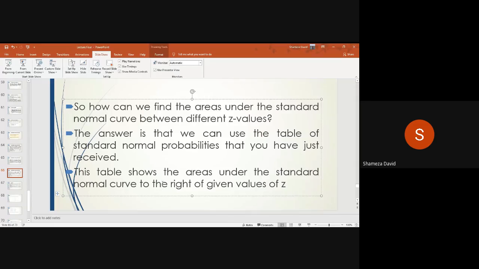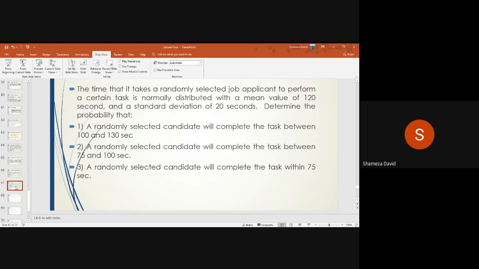And so although we're using a right side table, if you get a z value of negative 1.5, then the area under the curve between 0 and that value is the same as the area between 0 and positive 1.5, because the two halves of the curve are identical. So it is important that before we do this, we're satisfied that the shape of our distribution exactly matches the shape of the normal distribution, because it has to be a symmetric distribution.